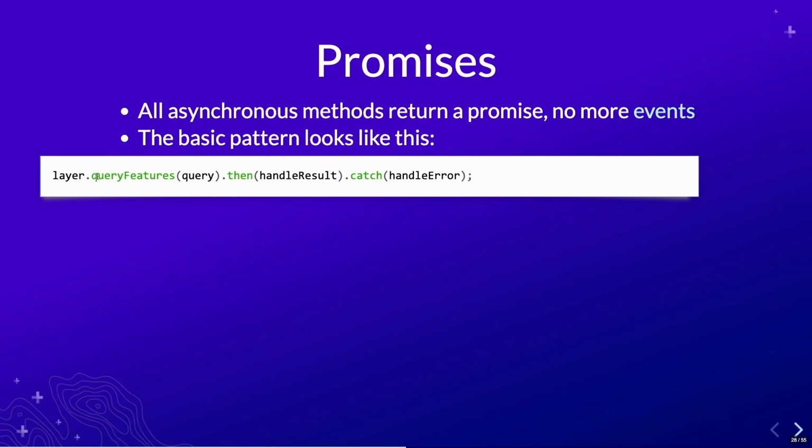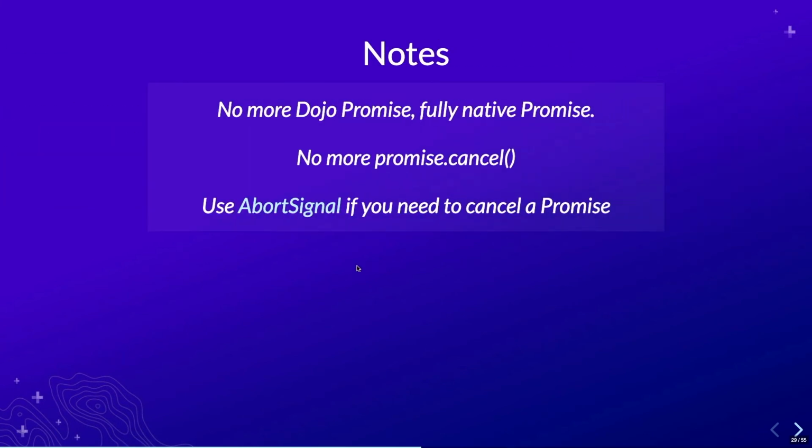So I'm going to go ahead and query features on a layer. I pass in my query. That returns a promise that I can then go ahead and handle that result. And if something were to go wrong, I can go ahead and use .catch to handle the error in that promise. A couple notes. There is no more Dojo promise in the 4.x version of the API.